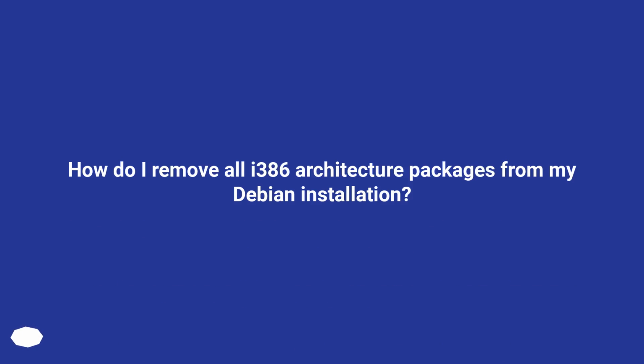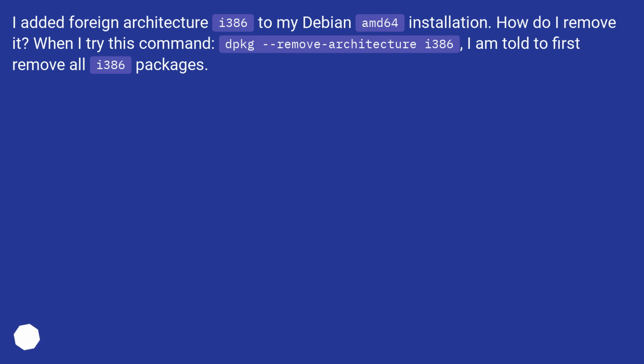How do I remove all i386 architecture packages from my Debian installation? I added foreign architecture i386 to my Debian AMD64 installation. How do I remove it? When I try this command, dpkg --remove-architecture i386, I am told to first remove all i386 packages.